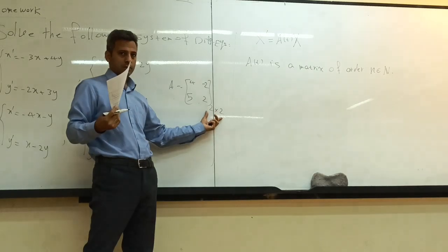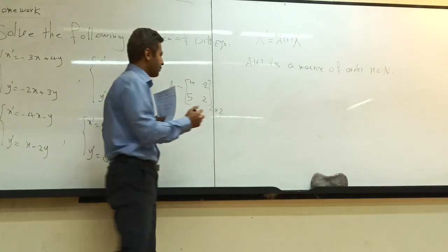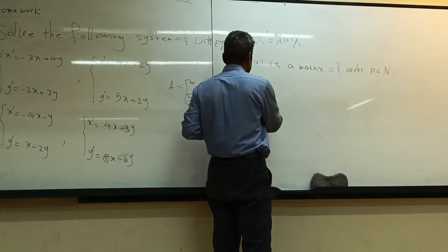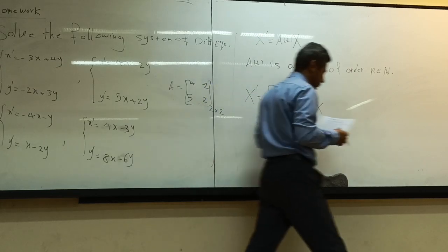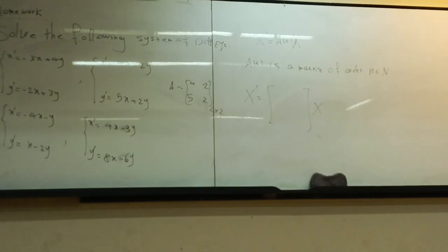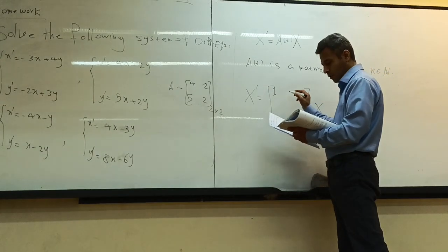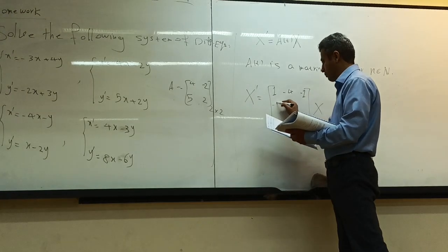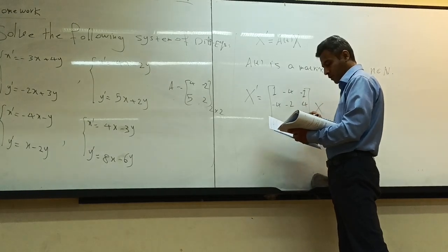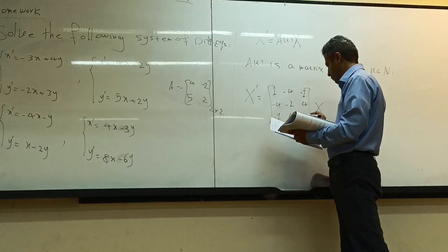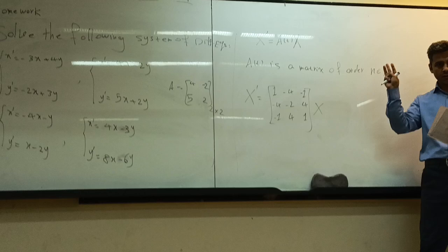We write the order like this. For example, x prime equal, with minus 4, minus 1, minus 4, minus 2, 4, minus 1, 4, 1. A(t) is of order 3.